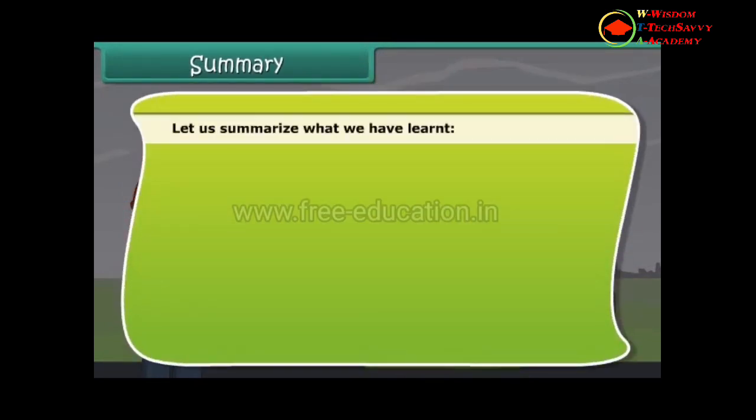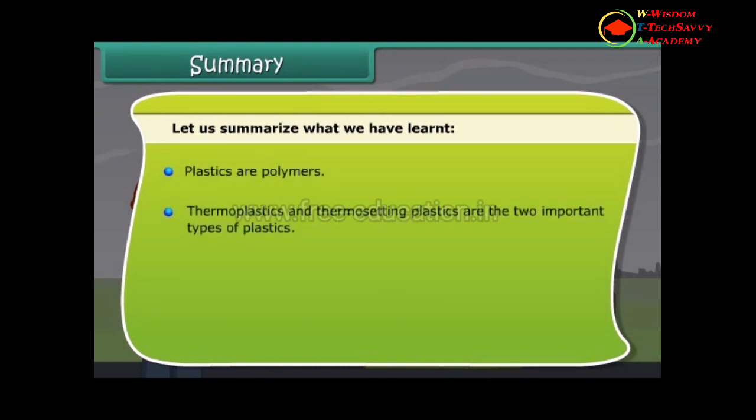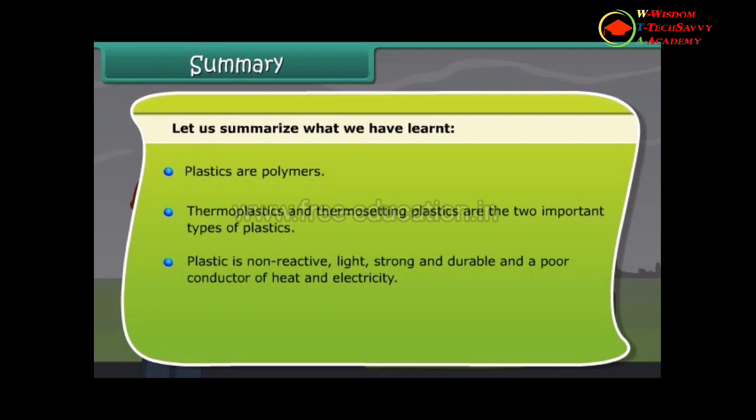Let us summarize what we have learned. Plastics are polymers. Thermoplastics and thermosetting plastics are the 2 important types of plastics. Plastic is non-reactive, light, strong and durable, and a poor conductor of heat and electricity. Plastics find extensive use in the healthcare industry, building materials, and pipelines.